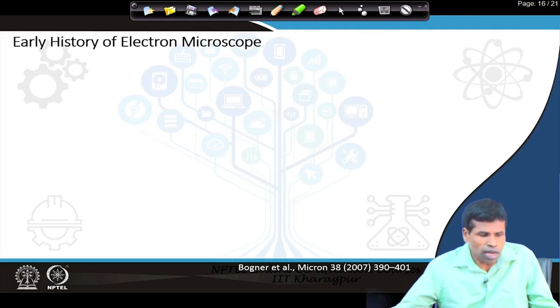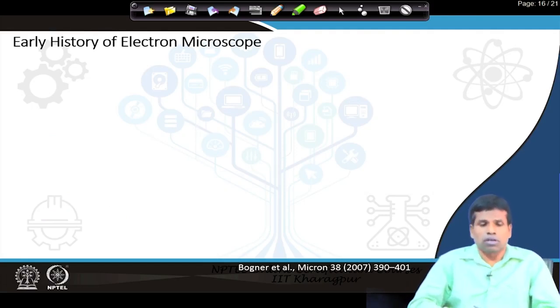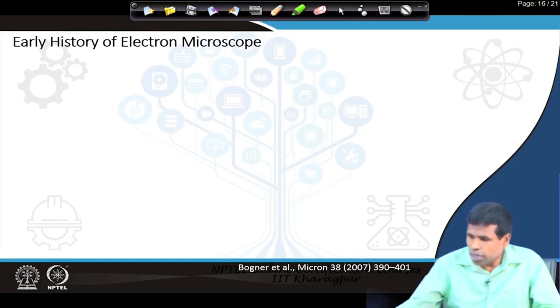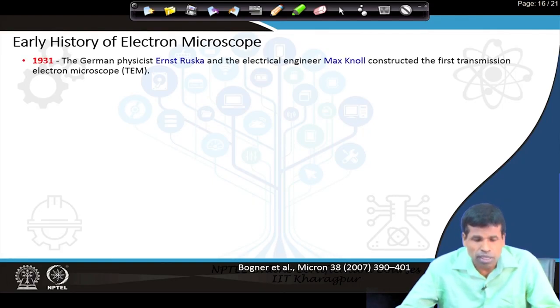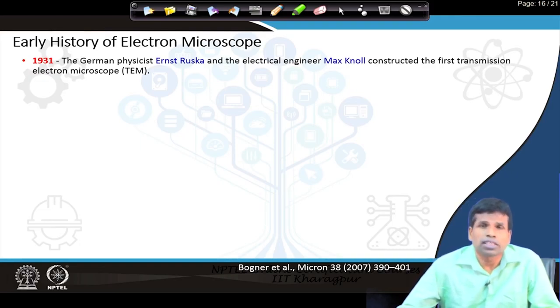So, now we will discuss a little about the early history of the electron microscope, after covering some of the basic terminology in the microscope, because one of the major parts of our course is the scanning electron microscope. So, let us see the history of the microscope. In 1931, German physicists Ruska and Knoll constructed the first transmission electron microscope. If we look at the utilization of electron microscopes, there are at least 100 times more scanning electron microscopes used all over the world compared to transmission electron microscopes, and scanning electron microscopes are much cheaper. But the first discovery happened on the transmission electron microscope.